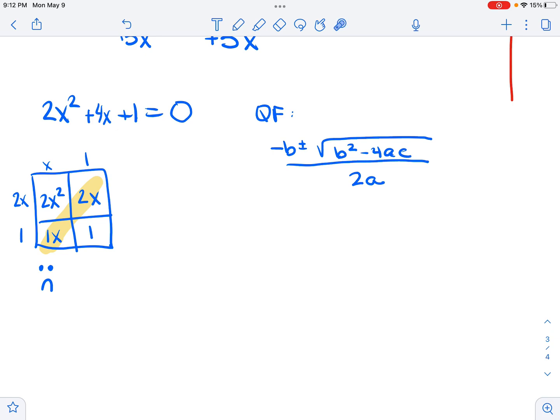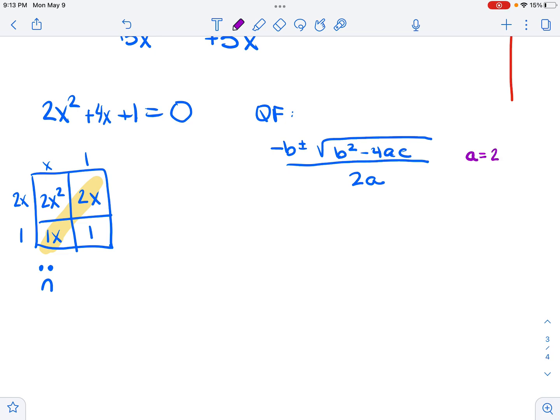Okay, so remember, keep the goal in mind, which is all I'm going to do is replace all the letters with numbers. So all the letters are just a placeholder until we find out what the numbers are. So where do you find the numbers and what are they? A is always the number in front of your x squared. So in this case, it's 2.